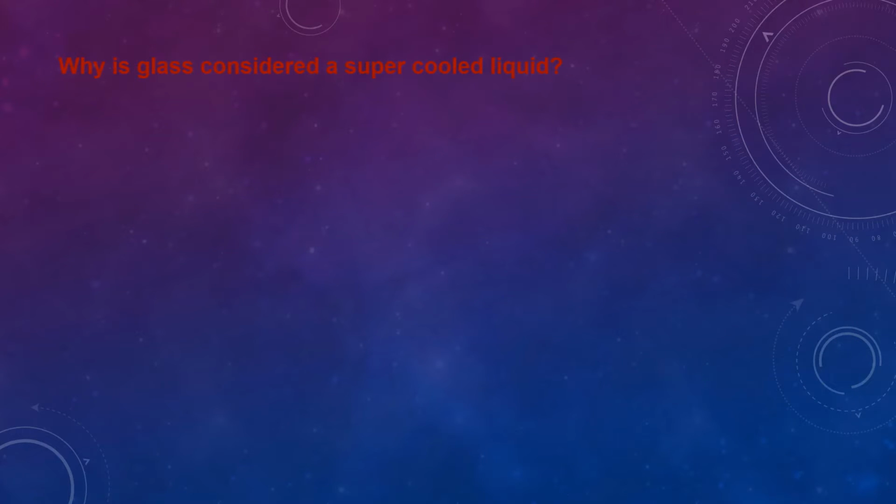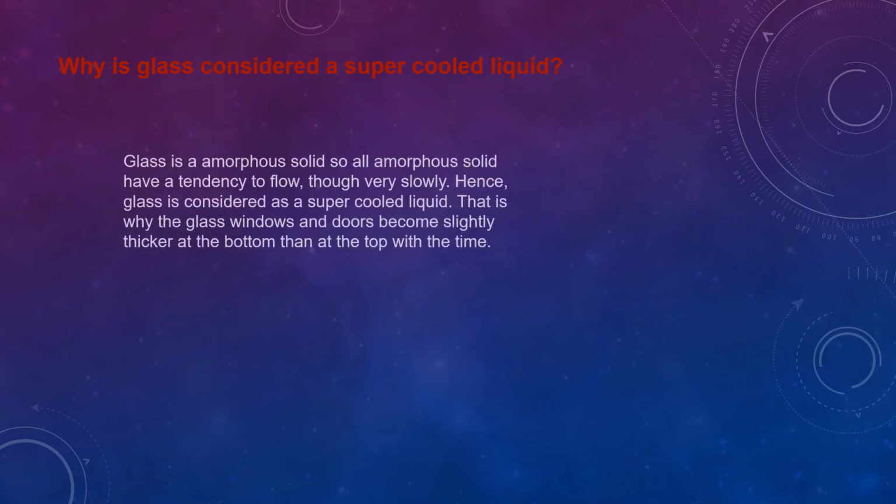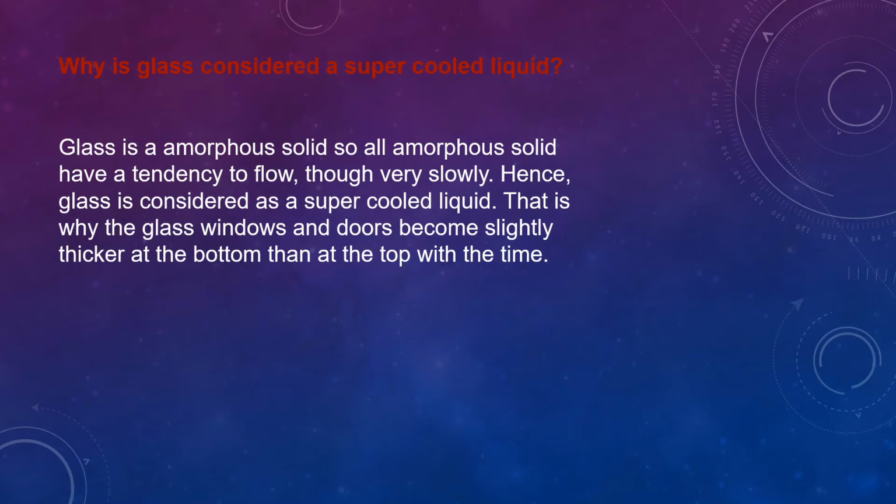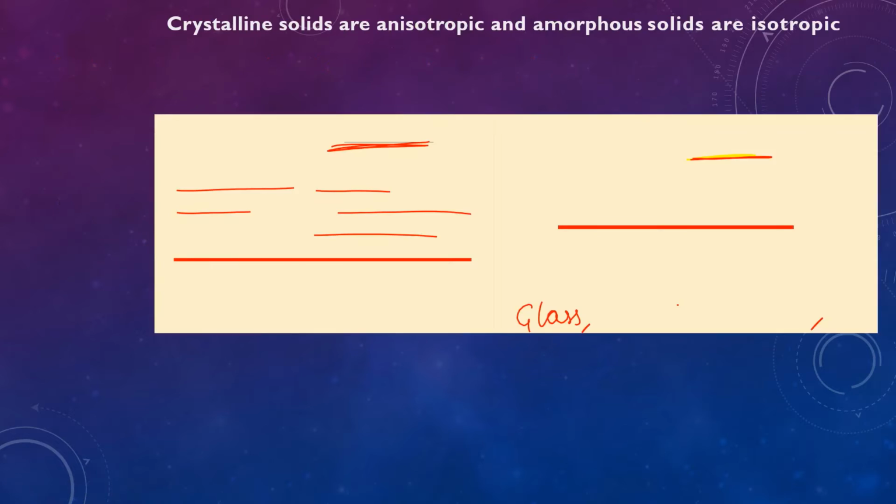Next is a very important in-text question: why is glass considered a super cooled liquid? Another thing is glass is also called a pseudo solid. Pseudo means false. They are not true solids. So one term is super cooled liquid, another term is pseudo solid. Please keep that in mind. Why do we call it that? Because amorphous solids have a tendency to flow. Though it is very slow, they flow. An example we have seen is in glass windows and door panes in very old buildings.